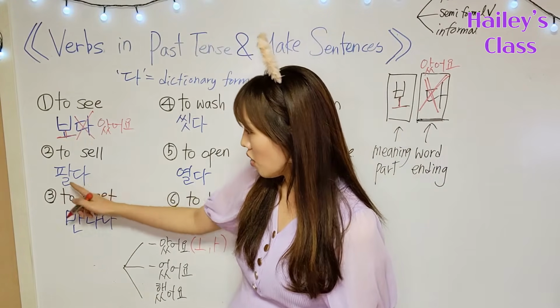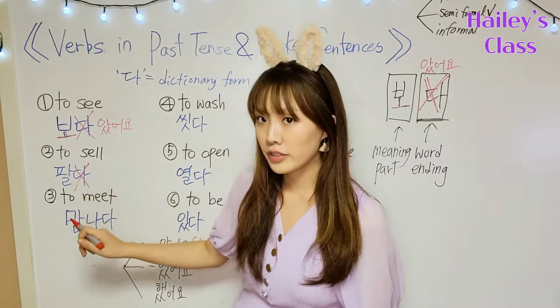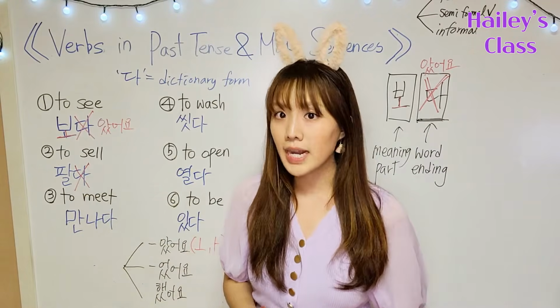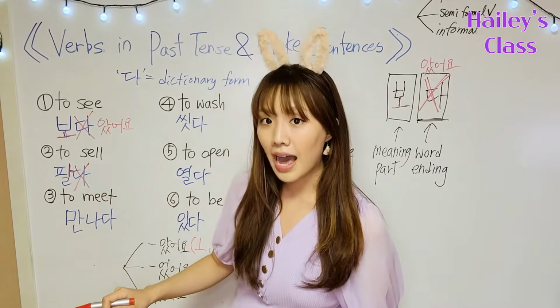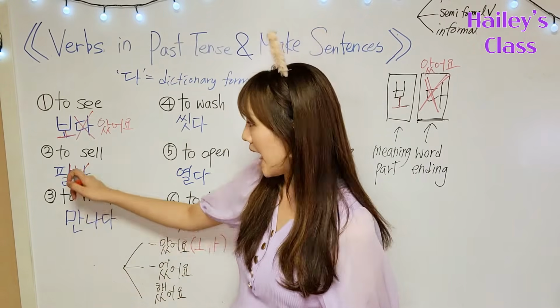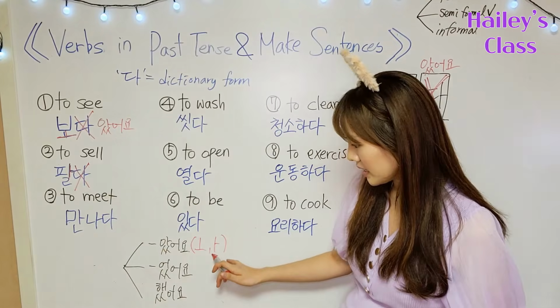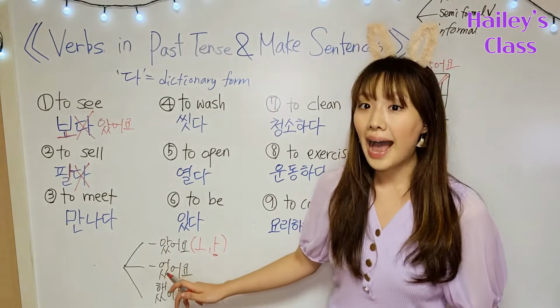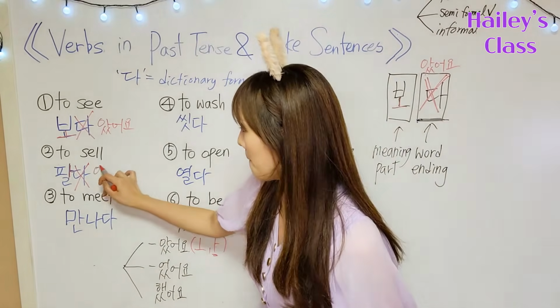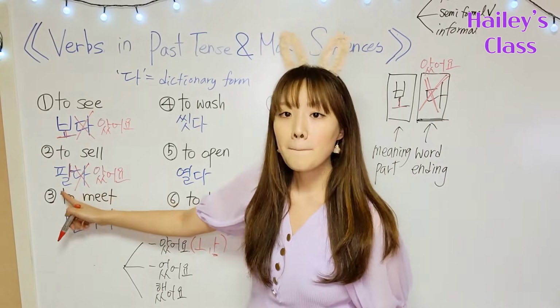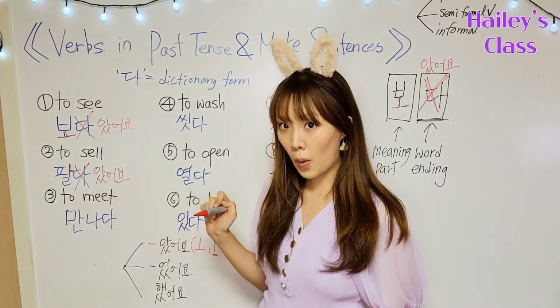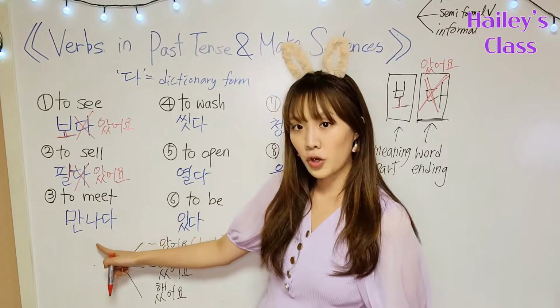And then let's go in here. We're going to delete the 다 first because it's a dictionary form, right? And then the vowel in here is 아. So we have to put 았어요. So we're going to put the 았어요 in here, and it is 팔았어요. Okay?